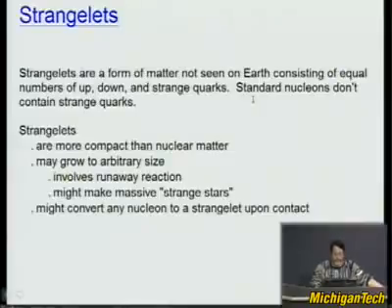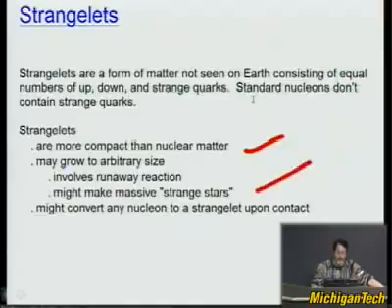Okay, strangelets. We're going to get to a very strange note with strangelets. They're a form of matter not seen on Earth, we don't think, consisting of equal numbers of up, down, and strange quarks. Strange nucleons don't contain strange quarks. Strangelets, though, are more compact than normal matter. They may grow to arbitrary size, and they may involve runaway reactions that might make regular stars into strange stars. It could be that anything that touches a strange nucleon itself turns into strangelets, into strange stuff.